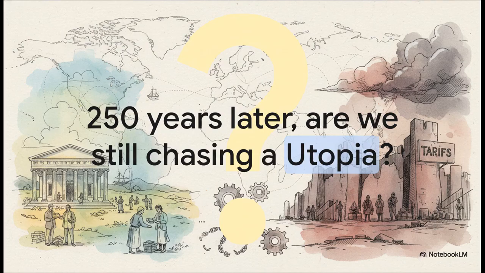And that leaves us with a really provocative final thought. Almost 250 years after Adam Smith laid all this out, nations are still locked in these fierce debates over tariffs and trade wars and protectionism. So it really makes you ask, right? Was his logic for free trade correct? And maybe more importantly, was his deep pessimism about the politics of it all even more prophetic? Are we still just chasing a utopian dream?